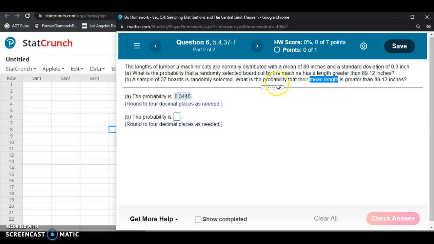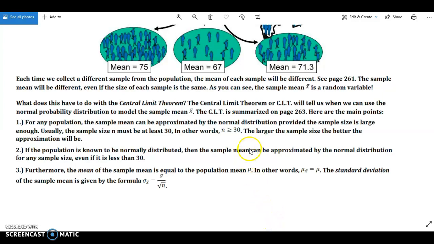So we want to determine if we can apply the central limit theorem. You can look up the central limit theorem on page 263, but I've got it summarized here. Remember, for any population, the sample mean can be approximated by the normal distribution, provided that the sample size is large. Usually that means the sample size is greater than or equal to 30, and the larger the sample size, the better the approximation will be. And if the population is known to be normally distributed, then the sample mean can be approximated by the normal distribution for any sample size, even if that sample size is less than 30.